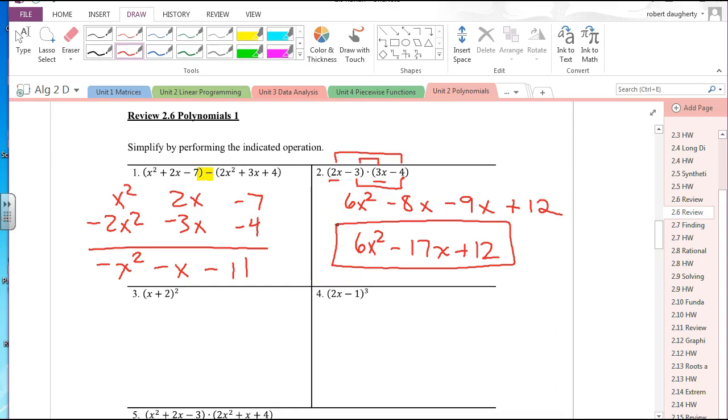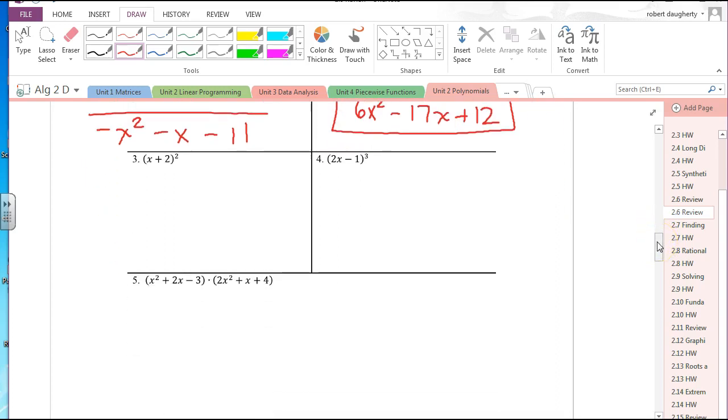And we move into problem 3. This is a binomial times a binomial. If you don't remember the formula, just write this as x plus 2 times x plus 2. So that is x squared plus 2x plus 2x plus 4. This becomes x squared plus 4x plus 4.